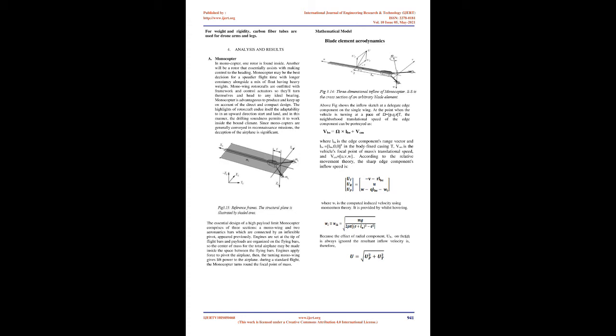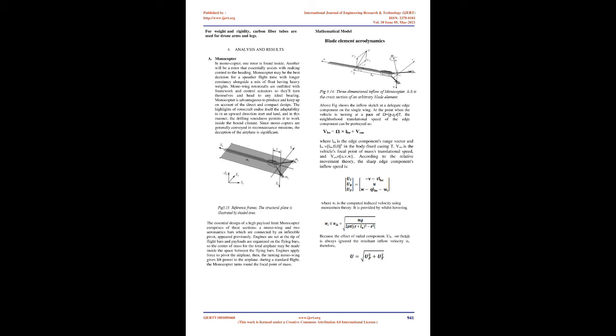For analysis and results. A monocopter. In a monocopter, one rotor is found inside. Another will be a rotor that essentially assists with giving control to the heading. Monocopter may be the best choice for a speedier flight time with longer endurance along with a mix of hover carrying heavy weights. Mono-wing rotorcraft are equipped with frameworks and control actuators so they can turn themselves and head in any desired direction. Monocopter is advantageous to produce and maintain because of the direct and compact design.